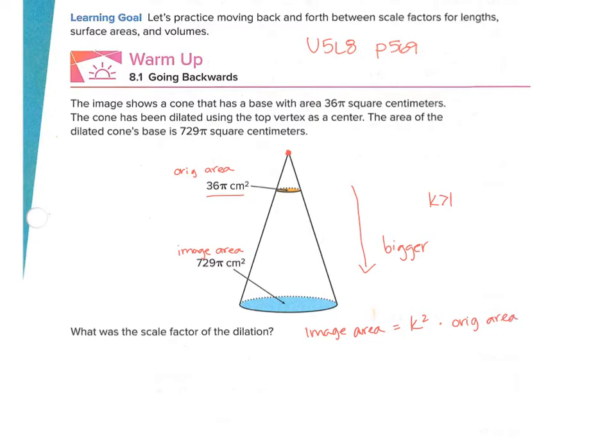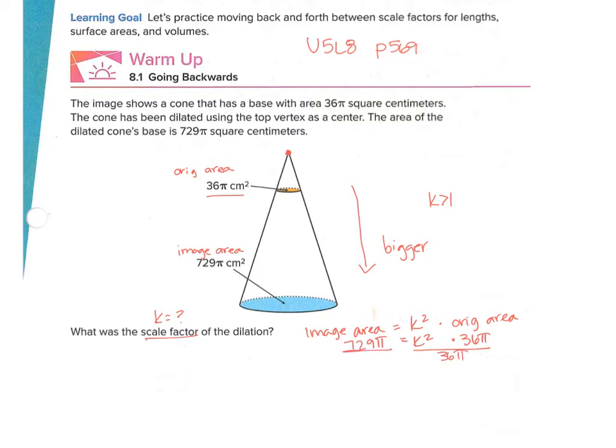And so now I'm going to fill in what I know. I know the image area is 729 pi. I know that the original area is 36 pi, and I'm trying to find my k. I don't know that value right now. So in order to solve for k, I need to isolate it. So I'm going to divide both sides by 36 pi.